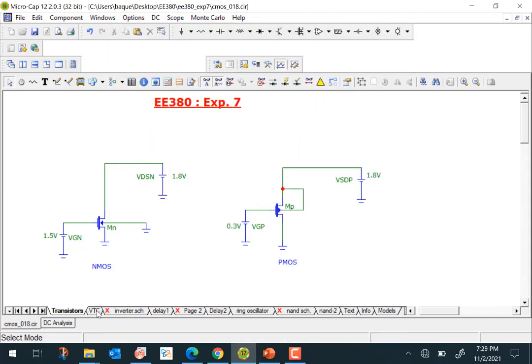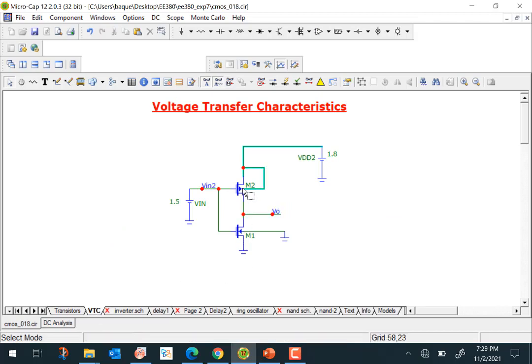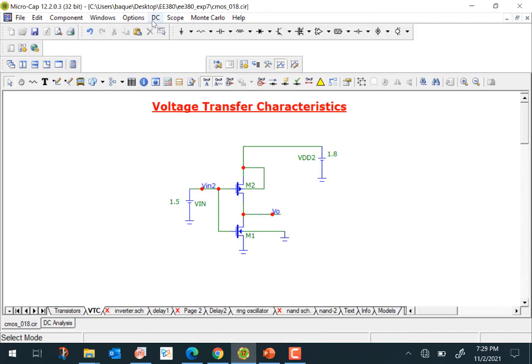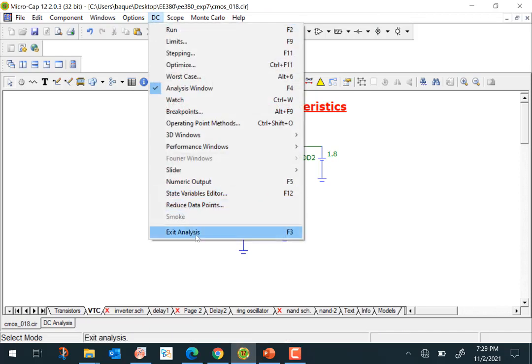In the next part, what we have done is we've created a CMOS inverter. Right, so this is the NMOS here. And okay, so let's exit the analysis here.